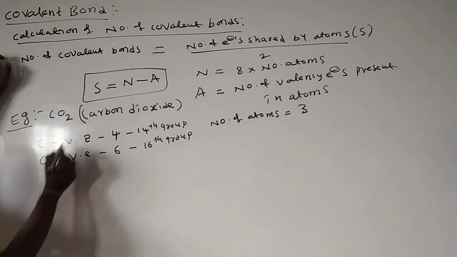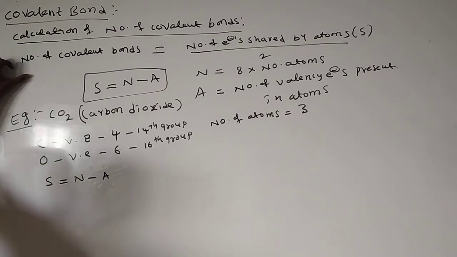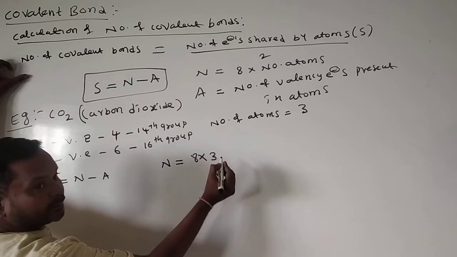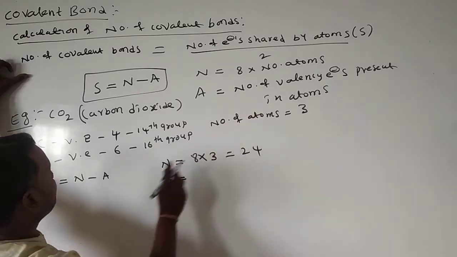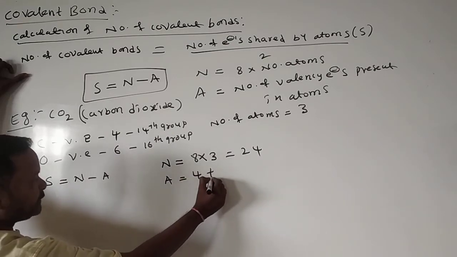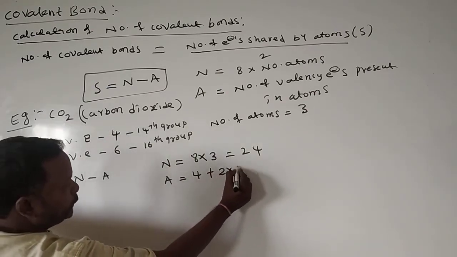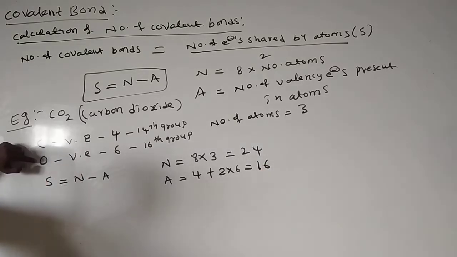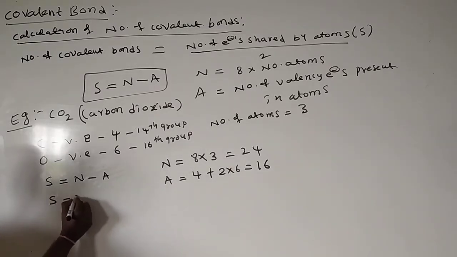Next, first calculate S. S is equal to n minus a. n is equal to 8 into the number of atoms, 3, so total 24. A is equal to the number of valence electrons present in the atoms. In carbon, 4 valency electrons, plus in oxygen 6 valency electrons. How many oxygens are present here? 2 oxygens, 6 into 2, 12. 12 plus 4 is 16. So n is 24, a is 16, then S is equal to 24 minus 16, S is equal to 8.